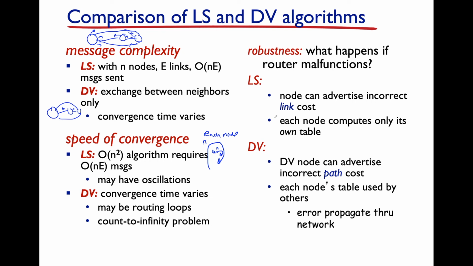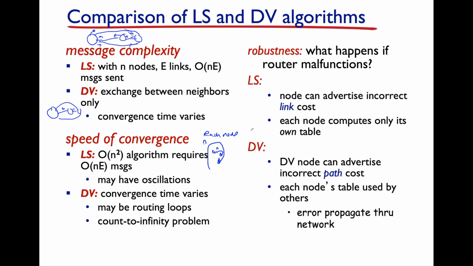Robustness. With link state routing, you can advertise incorrect link costs, and if you do that, because it's broadcast, it messes up everyone's depiction of the network, and suboptimal routes are calculated. Each node computes only its own table, right? And so if you broadcast incorrect information, you have no way of hearing directly from some other node. You're kind of trusting that everything is sound.